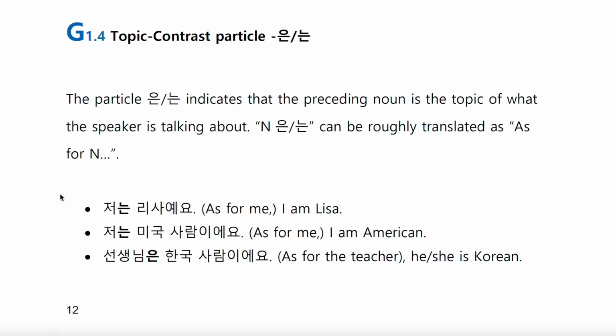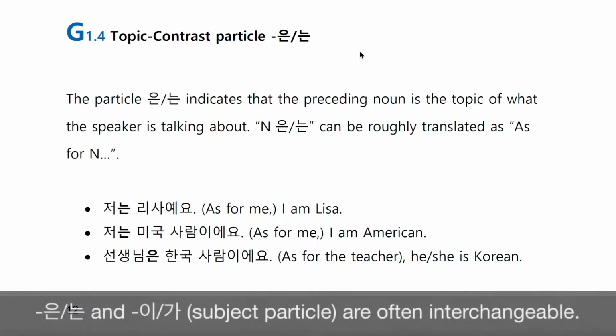자, 그러면 이런 거야. Now you are introducing yourself. Then the topic of your speech is yourself. So 저는 as for me, talking about myself, 리사예요. 저는 리사예요. Actually 은 or 는 can be replaced by 이 or 가.